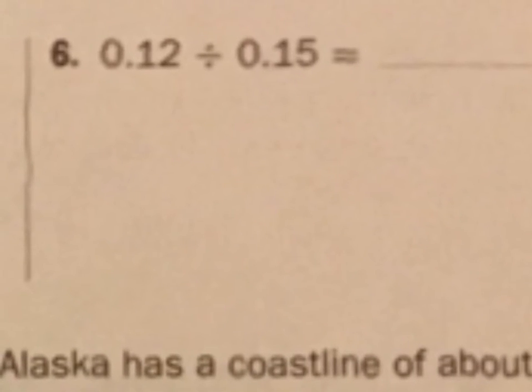All right, number 6. We'll do this one in blue. 0.12 divided by 0.15. Okay, so I'm going to go over 1, 2. So now I have to go over 1, 2. That goes up there. Now, how many times does 15, doesn't go into 1. How many times does it go into 12? 0 times. 0 times 15 is 0.